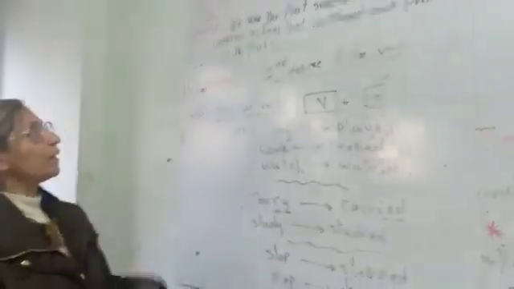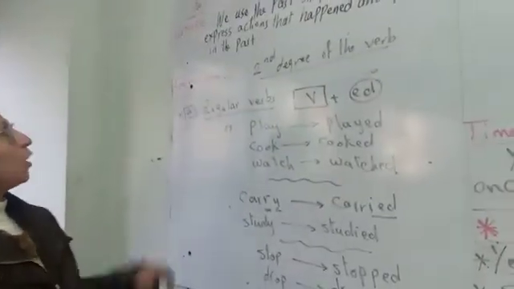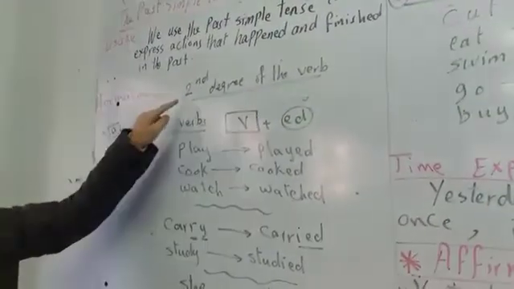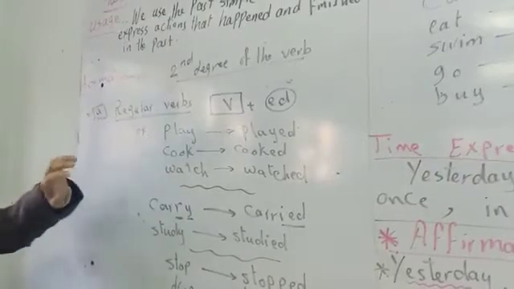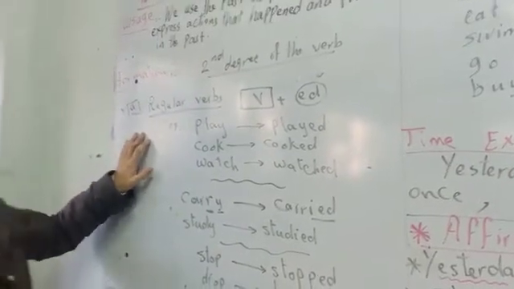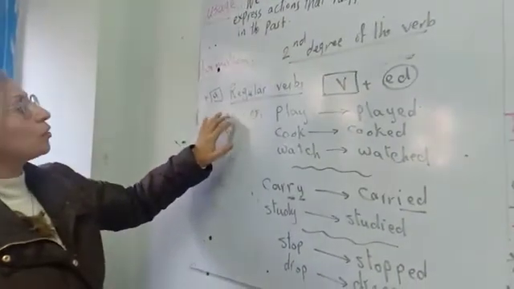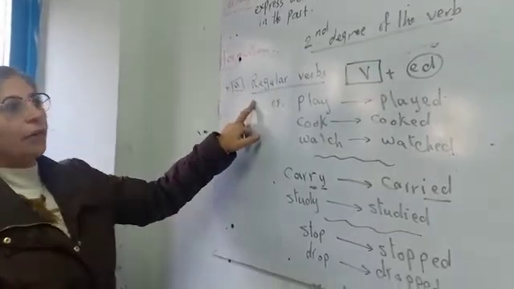How to form the verb in the past simple tense? We form the past simple tense using the second degree of the verb. We have two types of verbs in English. We have regular verbs and irregular verbs.